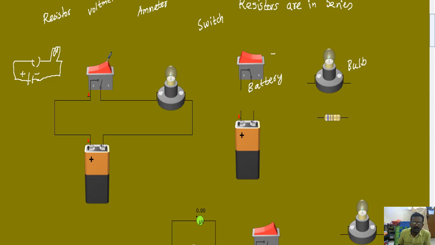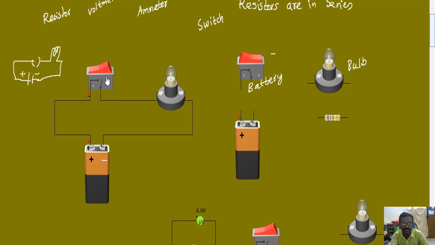Now I switch on the switch. When I switch on the switch, this terminal will get connected with this. So current will flow through this wire, then through this wire, pass through this bulb and reach the negative terminal of the battery. Now I switch on the switch. Look, the bulb is glowing. When I switch off, the bulb will not glow.